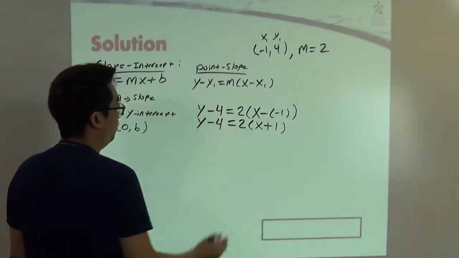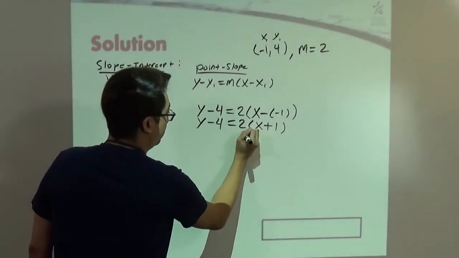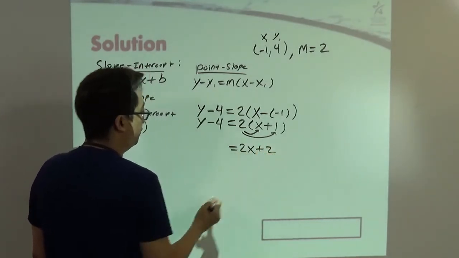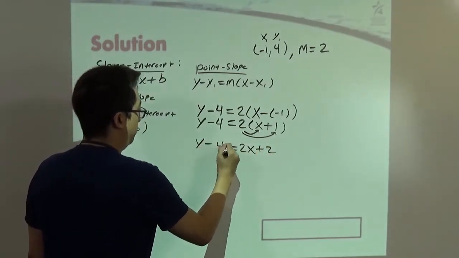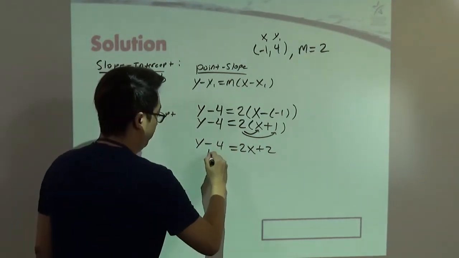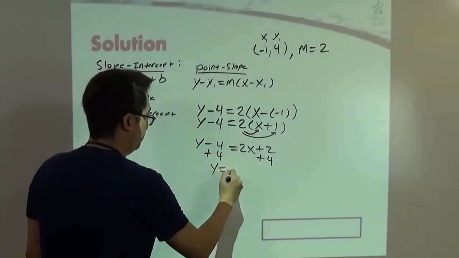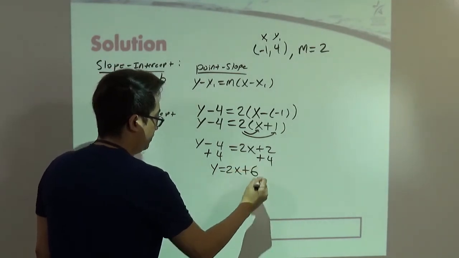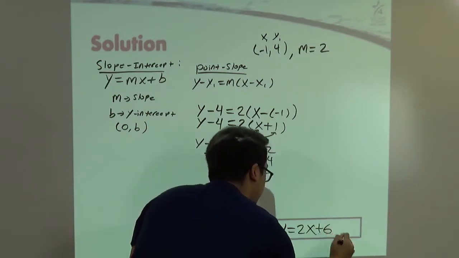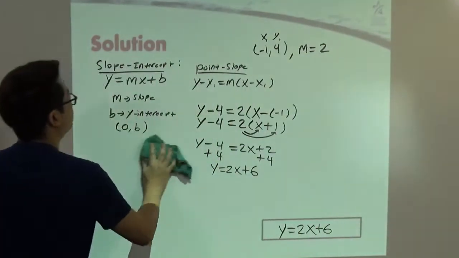Let me write this as x plus 1, and y minus 4, and move on to my multiplication. I can distribute this 2 into everything. So this becomes 2x plus 2 and y minus 4. And because I want y equals, I want to get rid of this negative 4. I get rid of it by adding 4 to both sides. So y equals 2x plus 6. So I'm writing down here my answer: y equals 2x plus 6. That should be our answer in slope-intercept form.